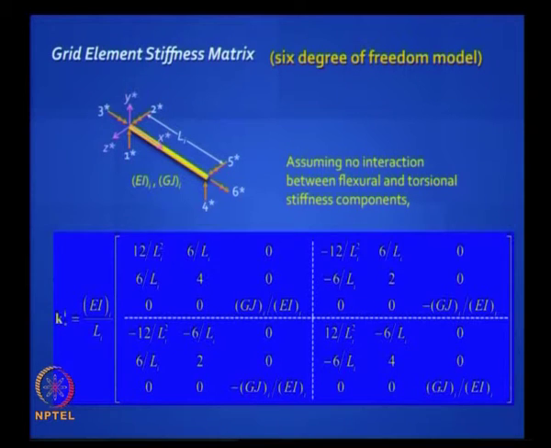The element stiffness matrix is simple if we make a basic assumption that the torsional stiffness component and the flexural stiffness components have no interdependence. Okay, that is a convenient assumption we are making here. So you remember we looked at the plane frame element, we are going to look at it in detail in the next module.